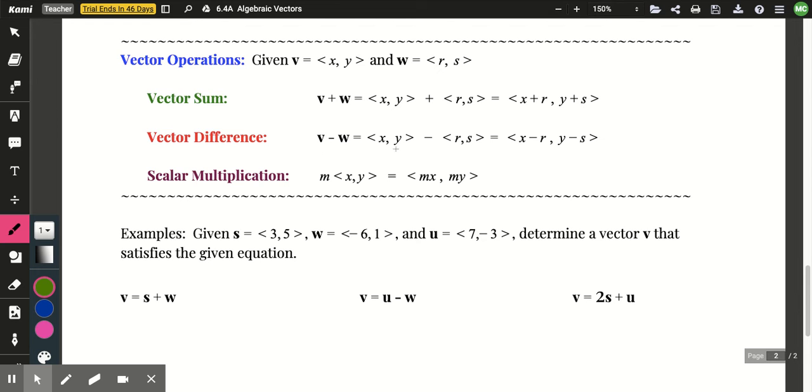A difference, so v minus w would be x, y minus r, s. And once again, that would just be subtracting. So it would be the horizontal of v minus the horizontal of w, and the vertical of v minus the vertical of w. And for scalar multiplication, you just distribute whatever the scalar is to each of the components. So a scalar m times vector v would be mx, my.